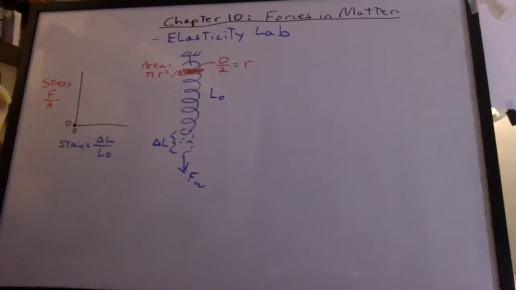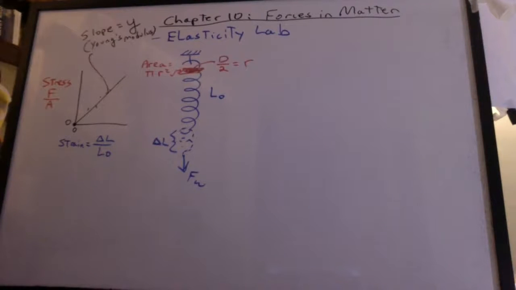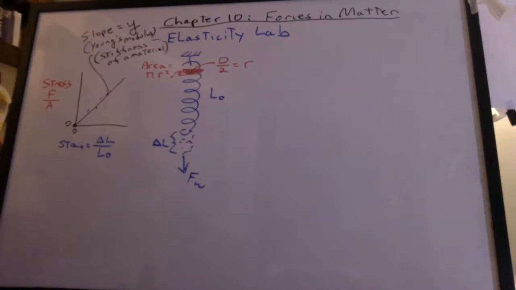Of course, 0, 0 has to be on the graph because if you don't pull on it, it's not going to stretch. And you graph your data points, and we saw that it was linear. And you calculated the slope of the best fit line, which was the Young's modulus. And that's the stiffness of the material.